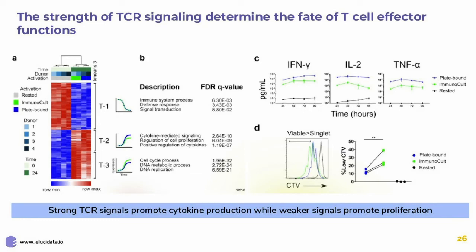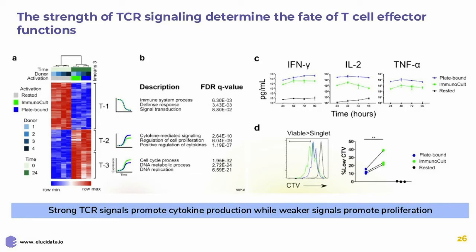And you can see that in all cases, the blue lines are higher than the green lines. And I'd just like to point your attention that it's a log scale that we are looking at. So in all cases, plate-bound stimulation led to a more significant upregulation of cytokine production than ImmunoCult stimulation.